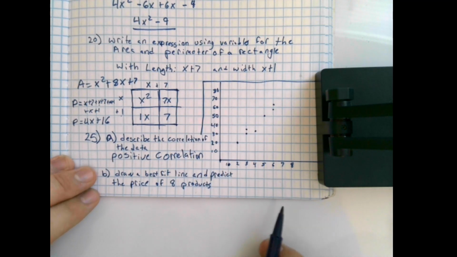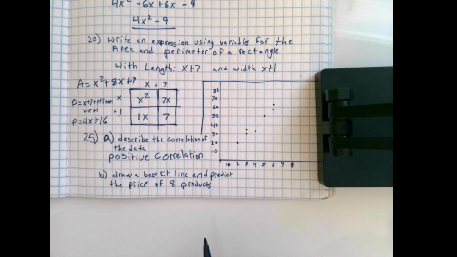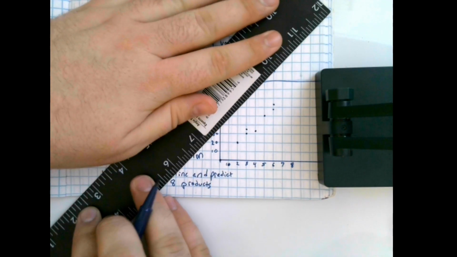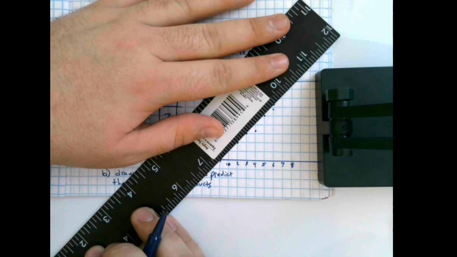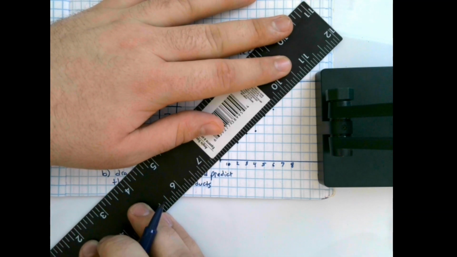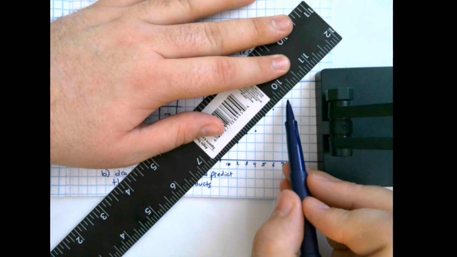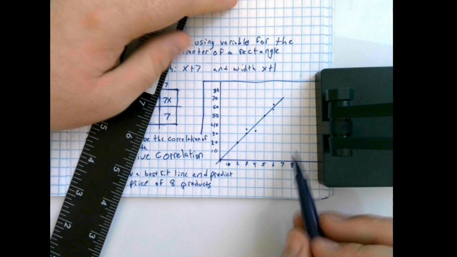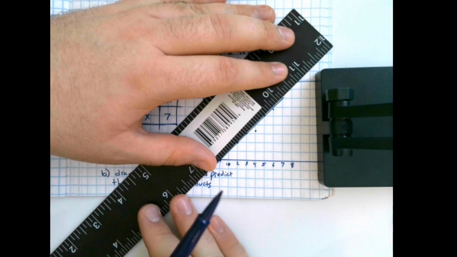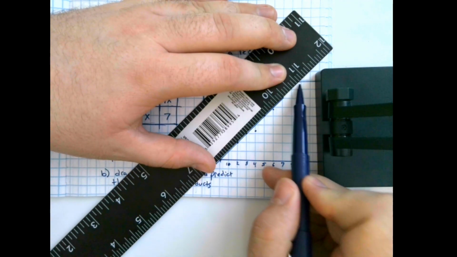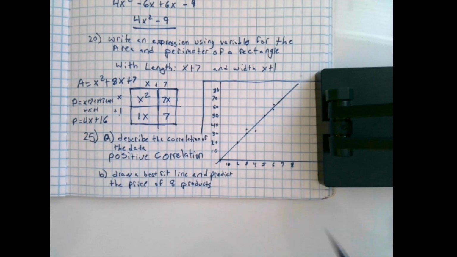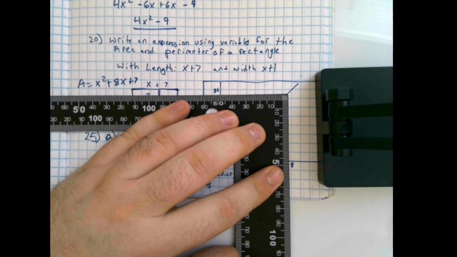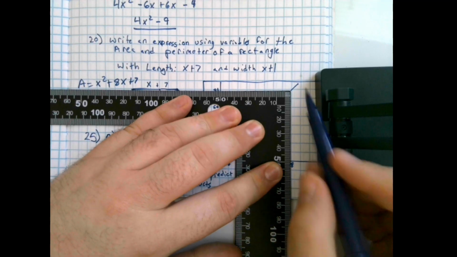We are then asked to draw a best fit line and predict the price of 8 products. Now, when we draw this best fit line, we can see that if we're going straight along this, we hit 4 of the dots. So I'm going to draw a line that goes right along those 4 dots. And that will predict, oh, I didn't quite get to the 8 column there. Make sure that if it's asking you about a certain number of items, that your best fit line goes to that point. So I'm going to use my right angle tool here.